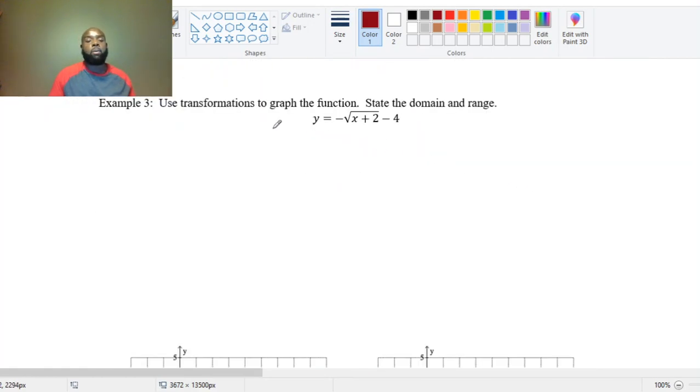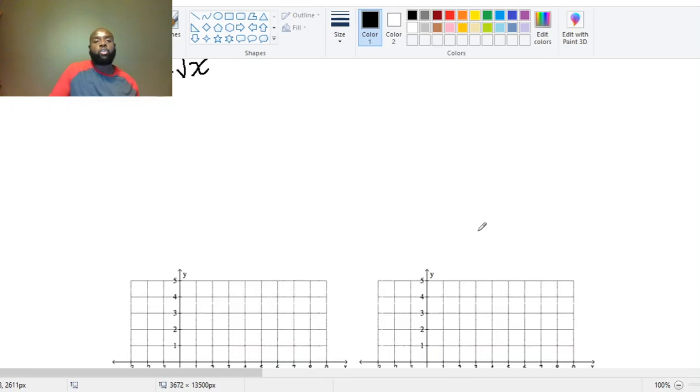Let's look at an example. It says use the transformations to the graph of the function to obtain the graph of the function. And then we're going to state the domain. So I have y equals -square root of x plus 2, and then we have -4. We're going to learn that the parent function, or the function in our library of functions, is y equals the square root of x. You want to get very comfortable with this graph.